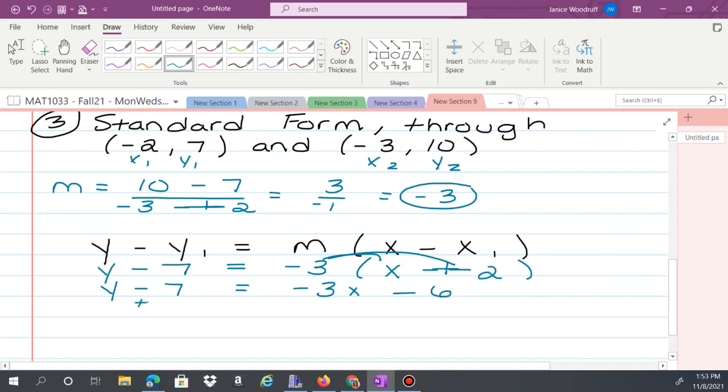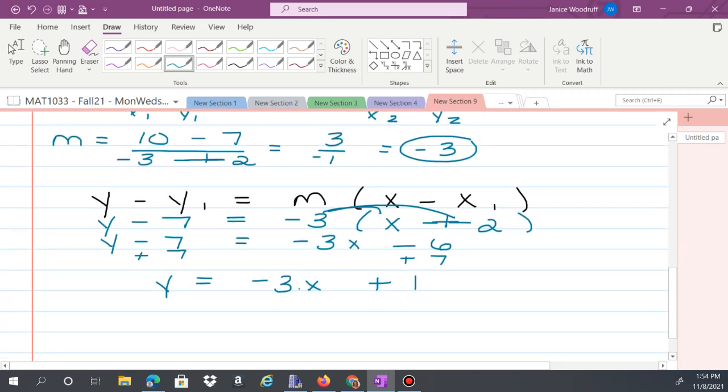Then we'll take that 7 and we'll add it to both sides. So I have the equation y equals negative 3x plus 1. So there's my equation in y equals mx plus b form, but I want the answer in standard form, so I need x and y on the same side, and I need x to be positive. So I'm going to take the negative 3x, I'm just going to add it over like this. Okay, so that's going to give us 3x plus y equals 1. And the x is positive and there's no fractions, so I can stop there.